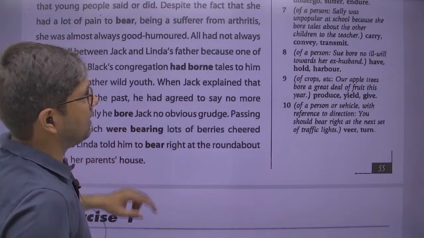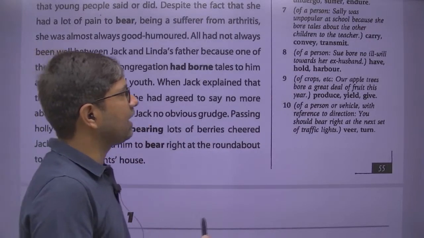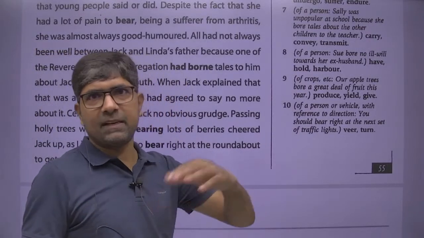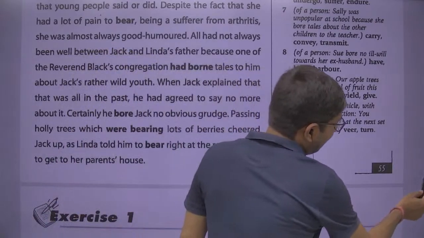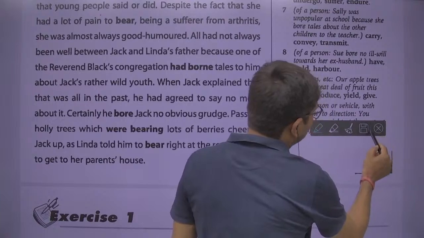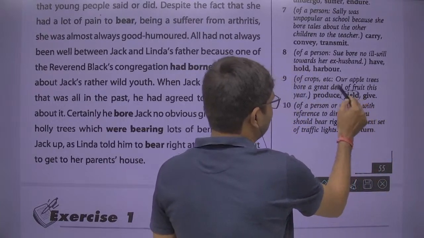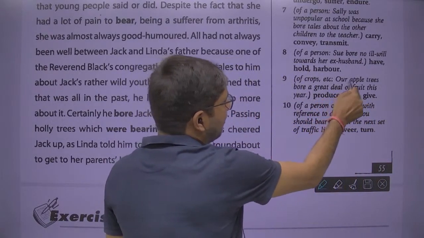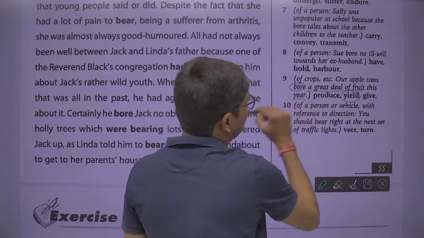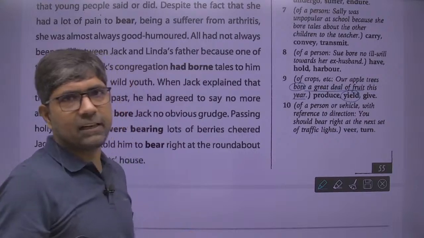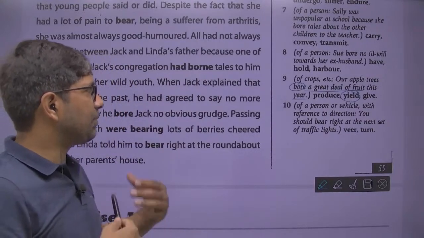Of crops, etc. Our apple trees bore a great deal of fruit. Bear means carry, means produce here. Yield: if a plant produces something, it means there is a yield. So our apple trees yielded a great deal of fruit this year, or yielded means gave birth or produced.